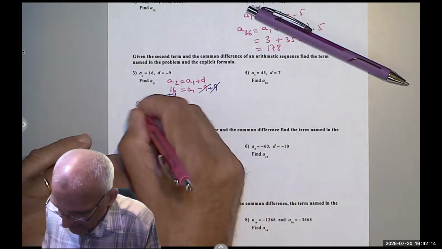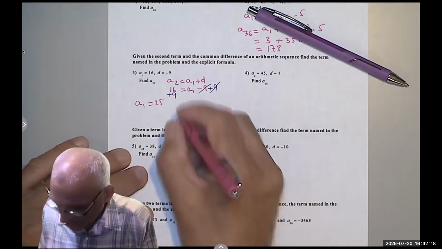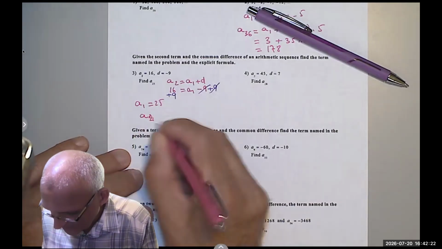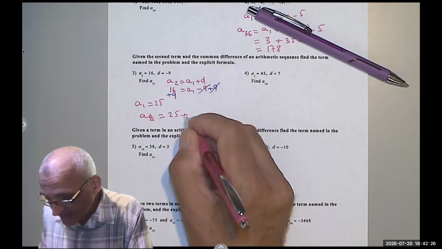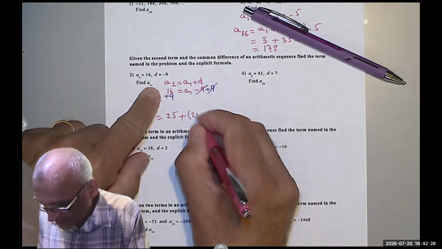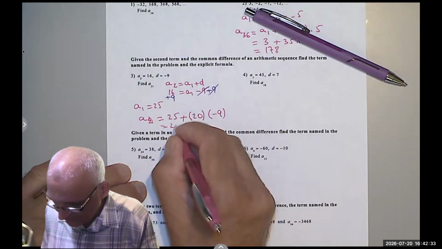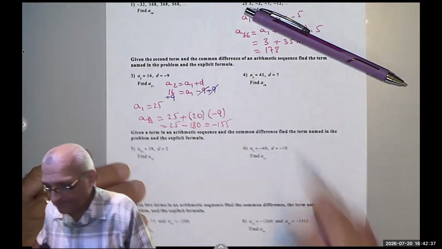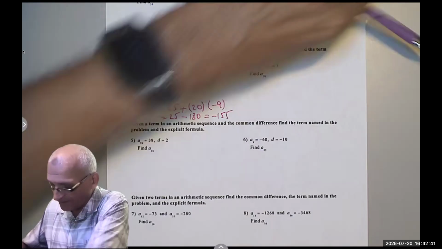So I get a sub 1 equals 25. Easy? So a sub 21, I'm sorry, a sub 21 equals a sub 1 plus n minus 1, which is 20, times negative 9 equals 25 minus 180 equals negative 155. Let's move to the next one.